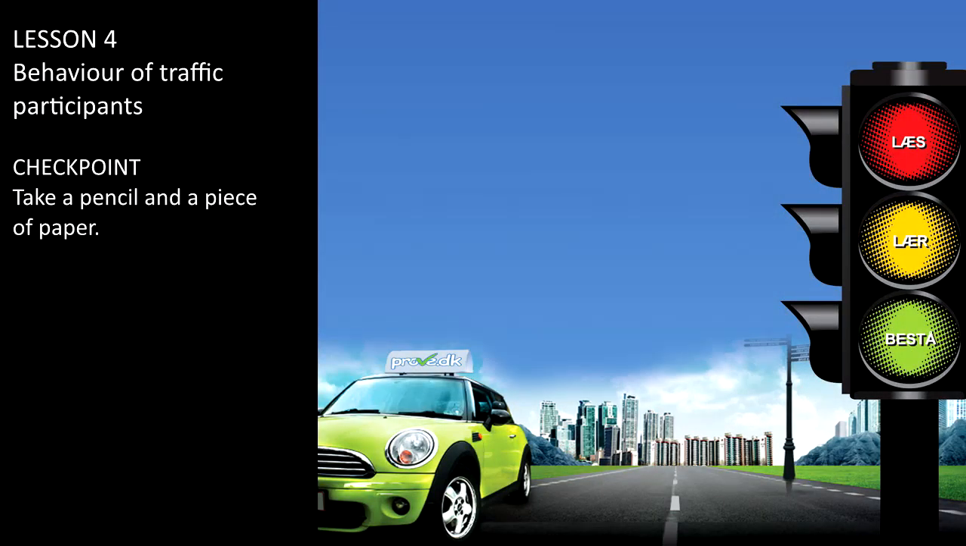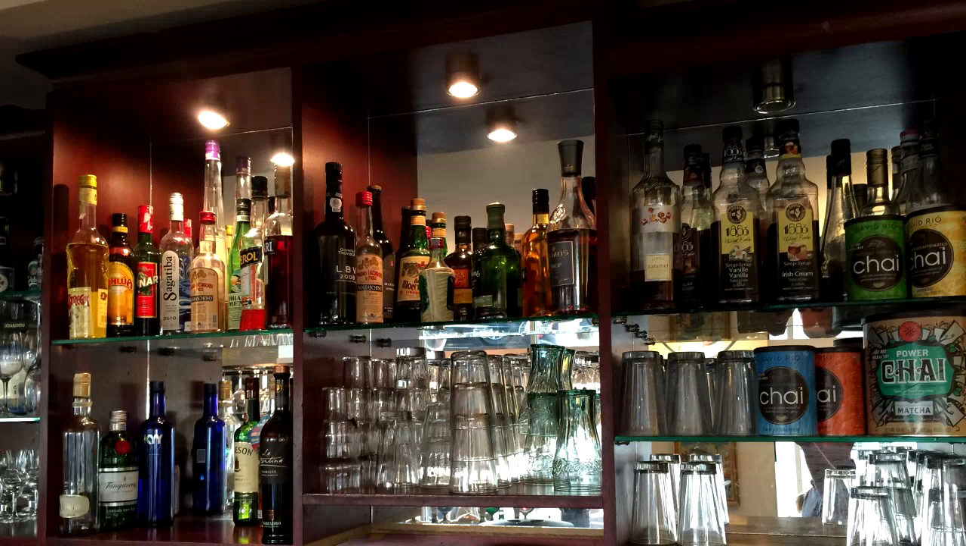Checkpoint. Take a pencil and a piece of paper. In which situation would you suffer legal consequences for driving under the influence of alcohol? If I drive unsafely and my blood alcohol content is 0.40 BAC. If I drive safely and my blood alcohol content is 0.50 BAC. If I drive safely and my blood alcohol content is 0.51 BAC. If I drive safely and my blood alcohol content is 0.80 BAC.